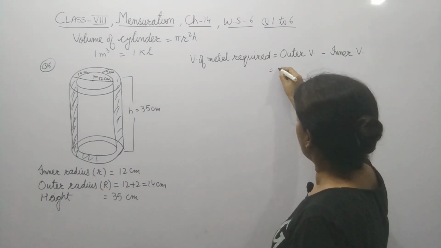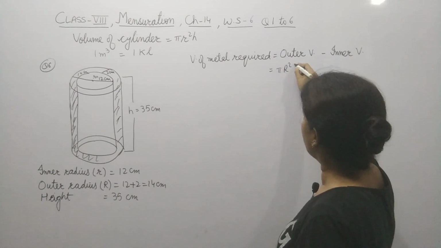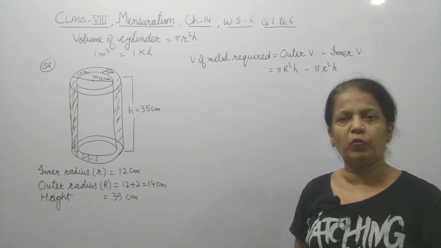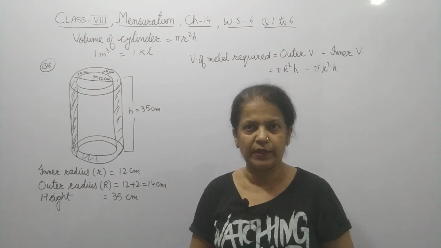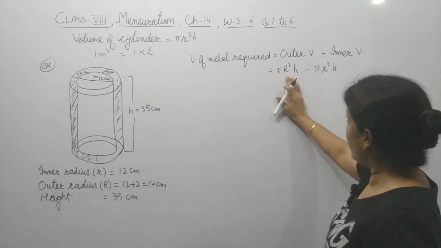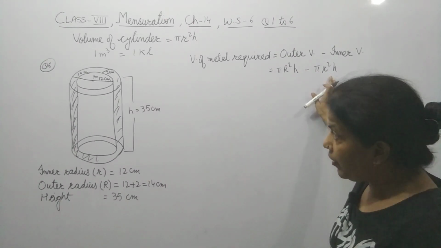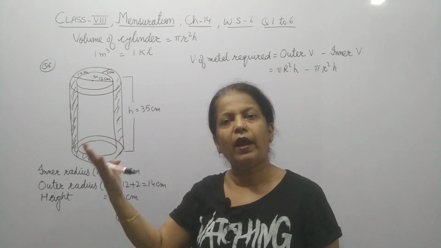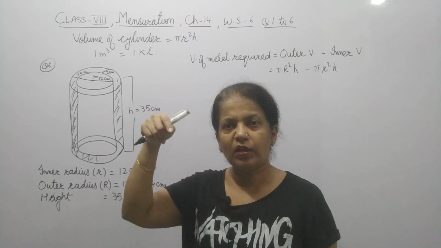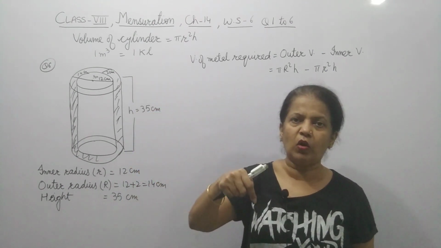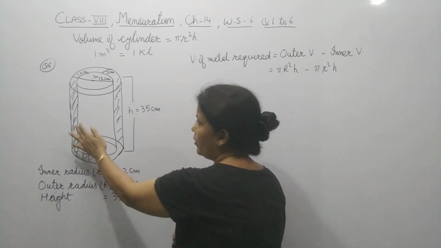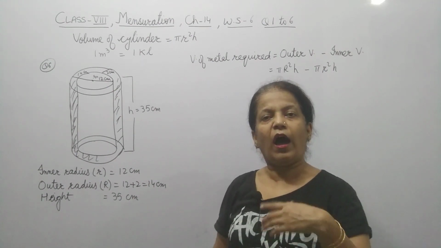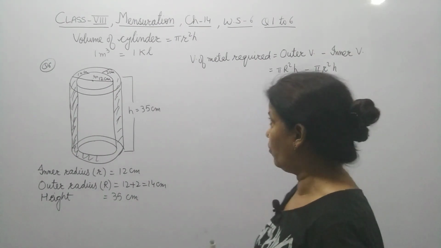So first of all, we will put the formula: pi r square h minus pi r square h. Write the formula. It will be simple for you to solve it later. Okay. So outer volume minus inner volume. Why are we doing it? Since it is hollow from inside, they are talking about outer radius and inner radius. If it is hollow, where is the metal being used? Only this part it is using. So it means outer volume minus inner volume.